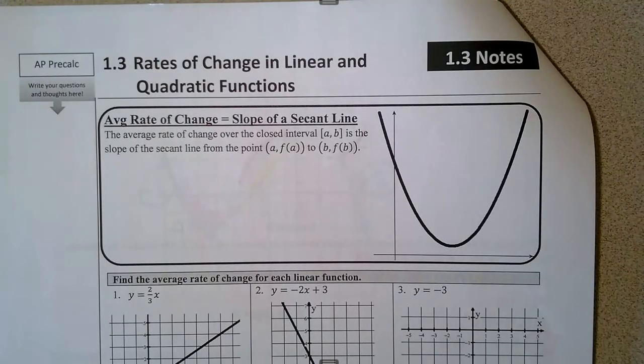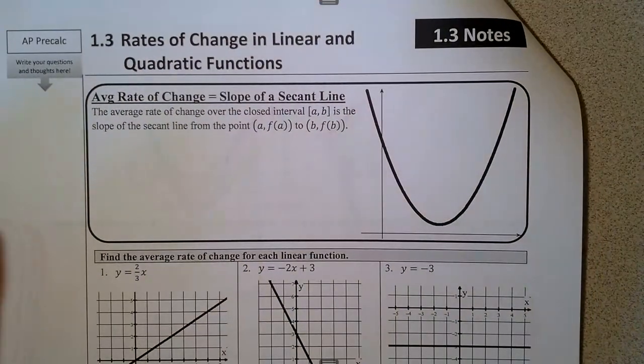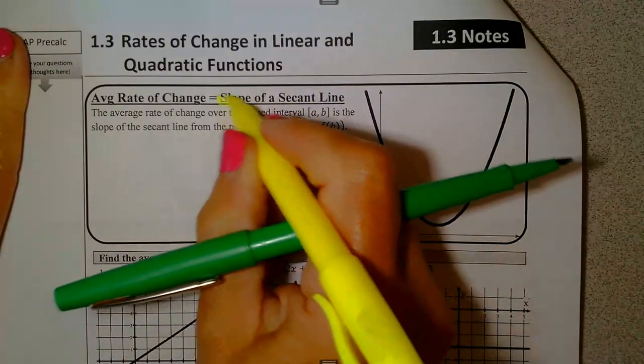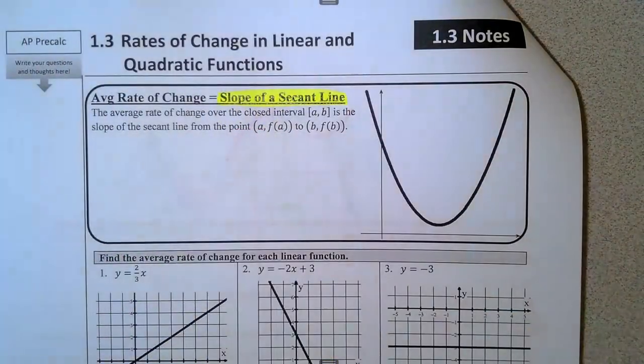Okay, so for 1.3, we're doing rates of change in linear and quadratic, okay? So it says the average rate of change is equal to the slope of a secant line. Anybody know what that is? Okay. A secant line is kind of what we did yesterday.